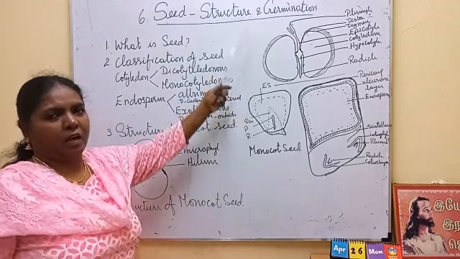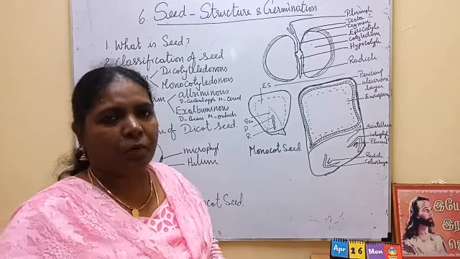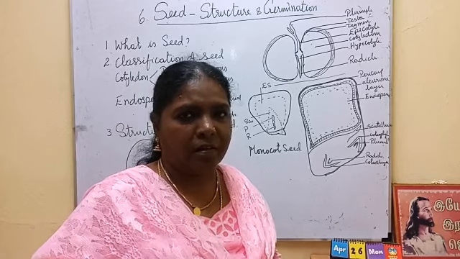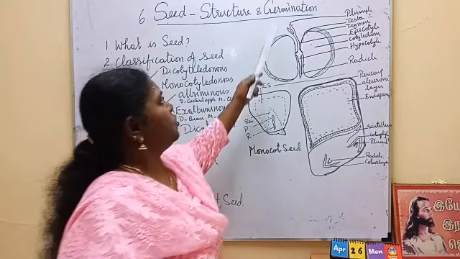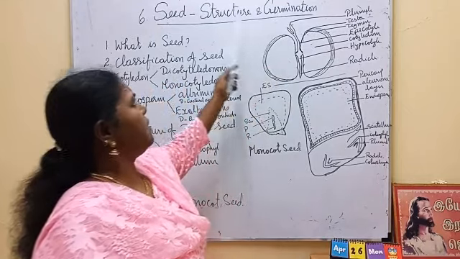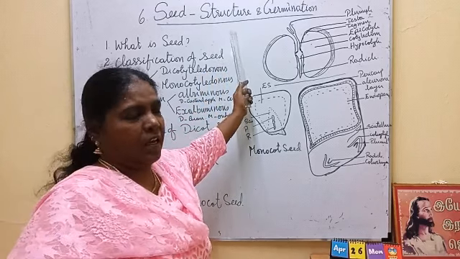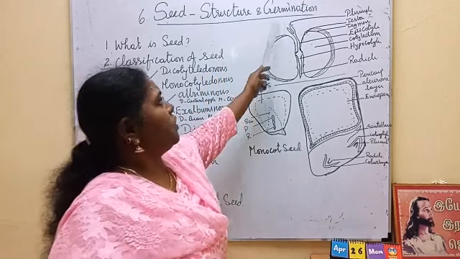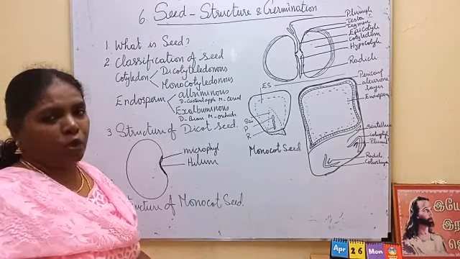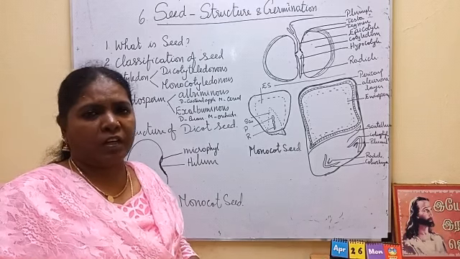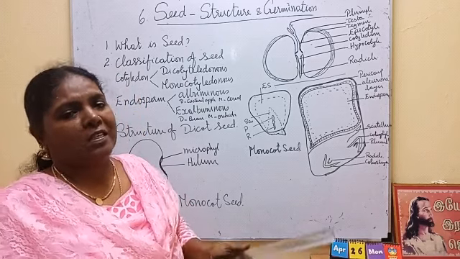Only when the seed germinates will the young plant be produced. Reproduction is the process of producing young ones of the same kind. So how the young plant will be produced, that is due to germination. What should germinate? Seed should germinate. So first, unless we know the structure of the seed, we cannot go further to germination. So what is a seed? After fertilization, the ovule develops into seed.